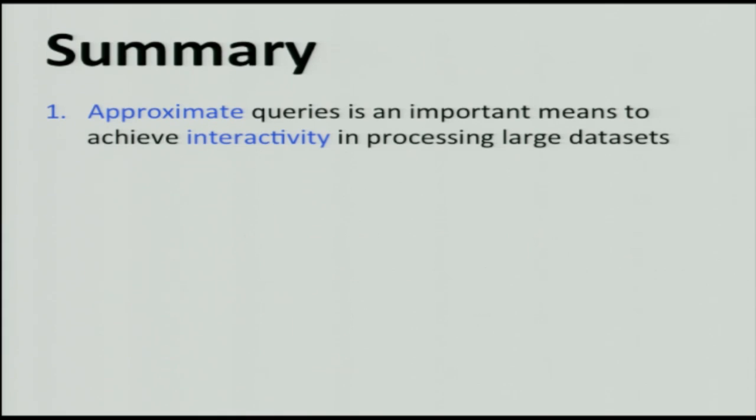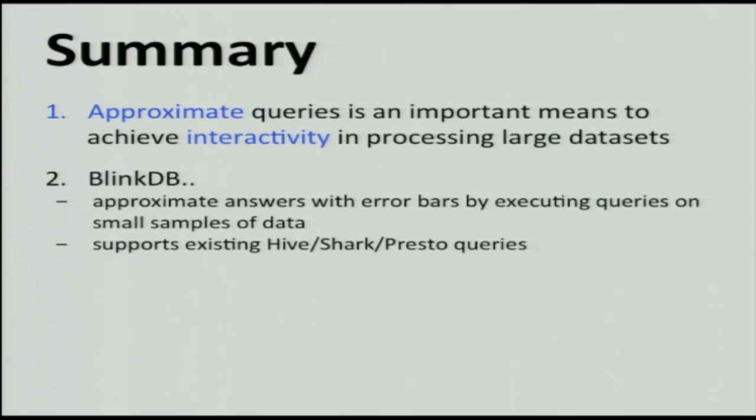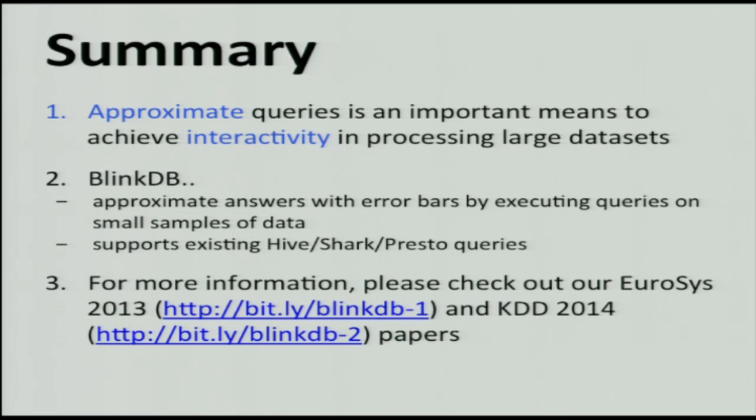To conclude, if there is one thing that I would like to highlight from this talk, it is that approximate queries are an important means to achieve interactivity in processing large data sets. To this end, we are actively working on BlinkDB, which is a system that provides approximate answers with error bars by executing queries on small samples of data. And the way that we are designing the system is that it can run on any existing database, specifically Hive, Shark, and Presto. And it would support these queries natively.